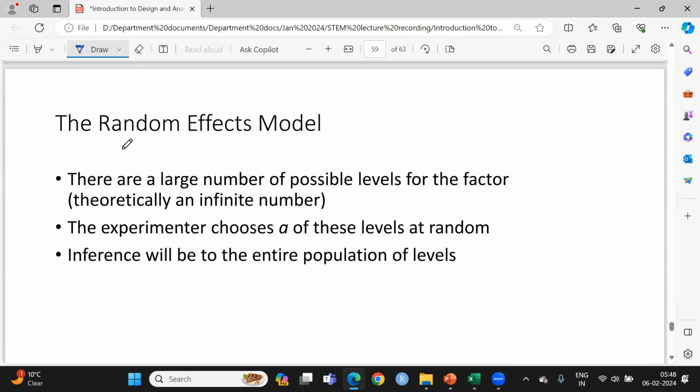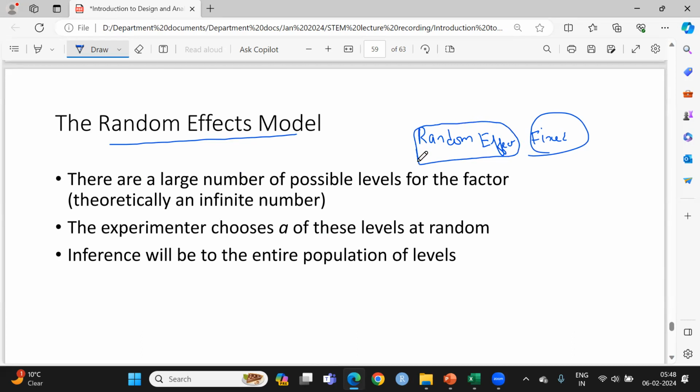This topic, the random effect model, is also very important. Why so? At the initial stage I discussed with you that we have random effect or fixed effect. Let me tell you the difference between them. A random effect is one where, for example, we do not have four or five levels corresponding to a particular component. Let us suppose we have 100 levels corresponding to a component, right?